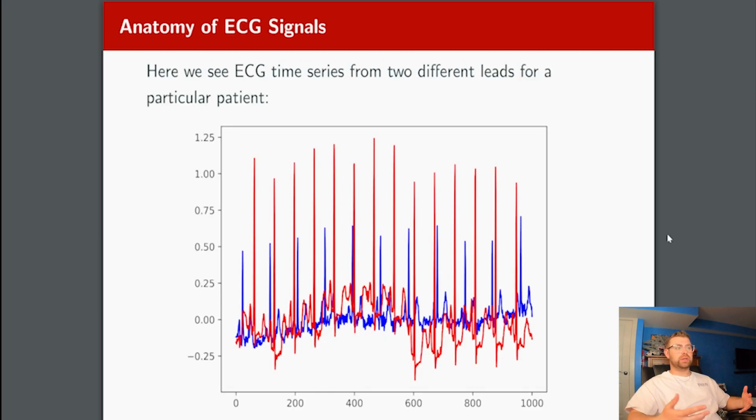So here is just a basic plot, just so we can get a visual of what these signals look like when we put it on paper. These are just 2 different leads from a random patient. I just sampled 2 random leads. So this is what it looks like. You can see at the bottom we have just 1,000 data points.